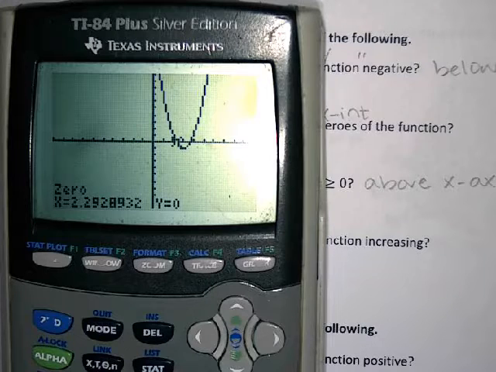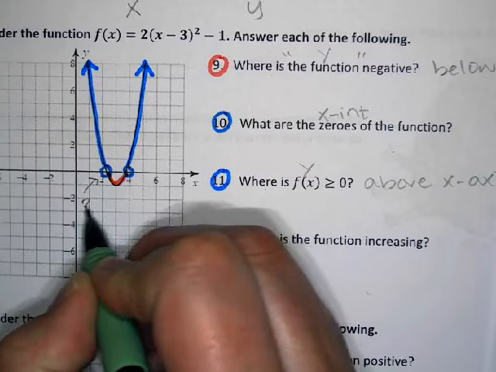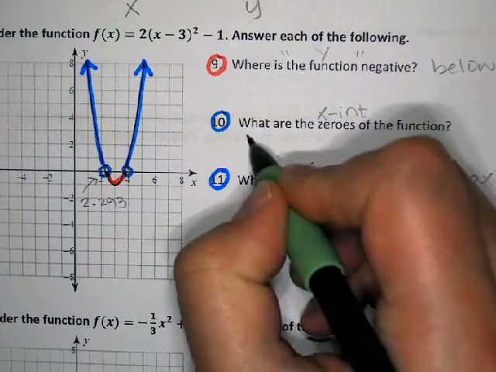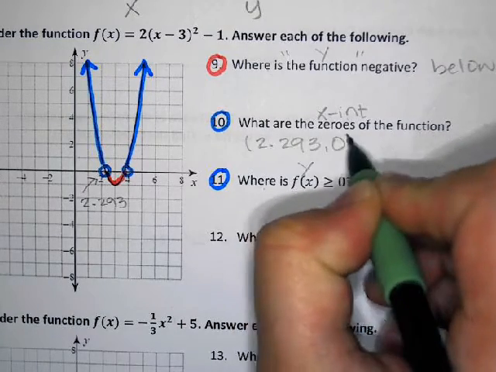So 2.293 is the number that I'm going to use. 2.293. Are we good with that? We're able to get that? Okay. So this right here on my graph is 2.293, and that starts the answer of number 10. So 2.293, comma 0. That's one of the zeros of the function.